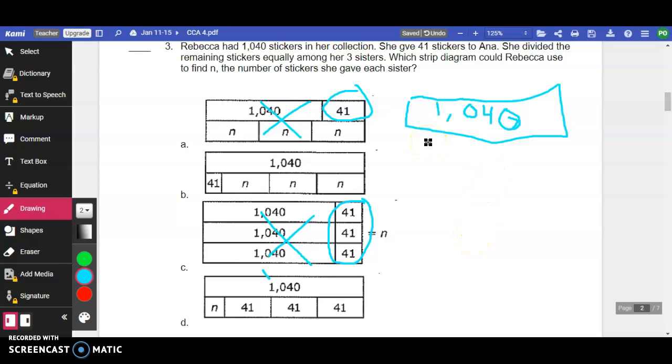Next, Rebecca gives 41 stickers to Anna. How many times does she give stickers to Anna? Once.